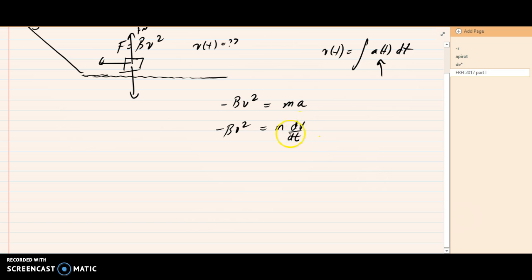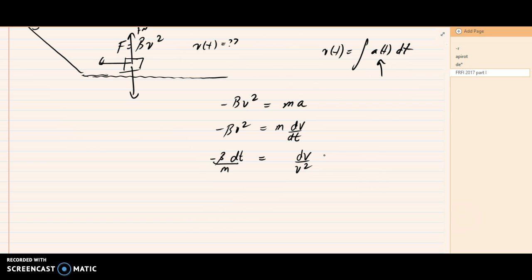So we literally just treat this as a fraction. Move the dt to one side. Leave the negative beta over there. Also bring the m with it, so divide m over. What's still left over here? dv over v squared, exactly. Okay, so now we're pretty close.